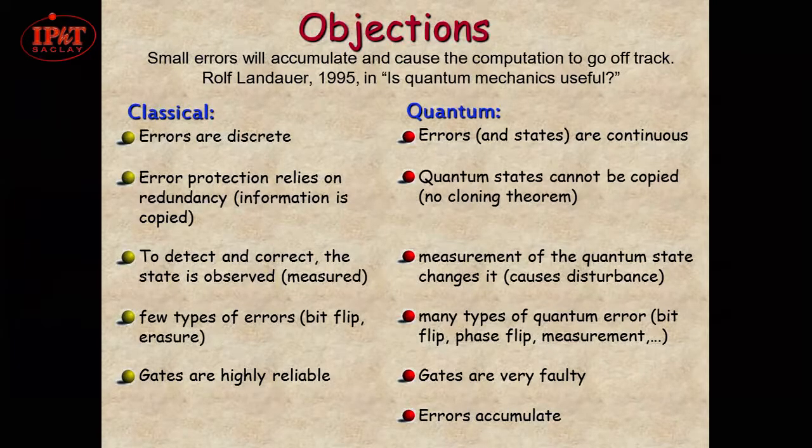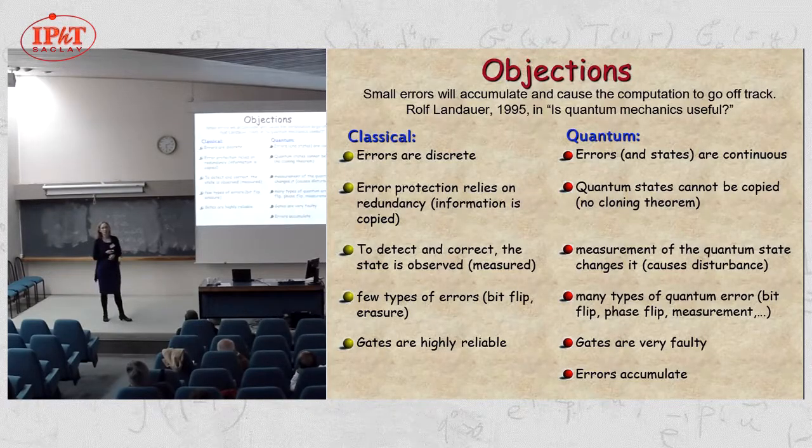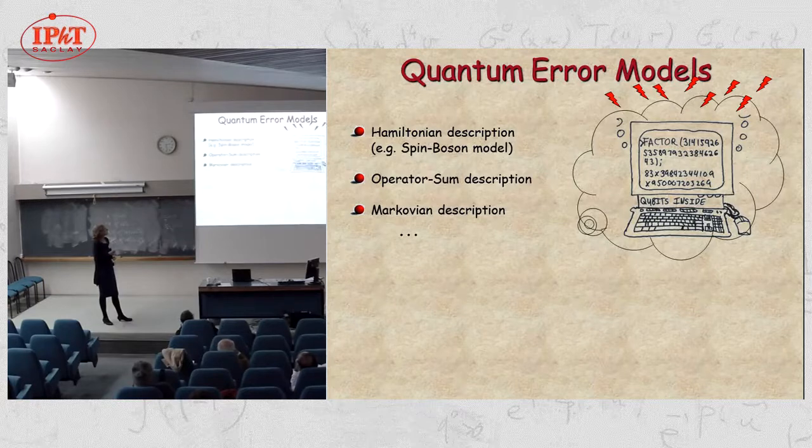Lastly, classical computers don't actually face this fault-tolerant problem so much because gates are extremely reliable. In a quantum computer, gates are extremely noisy, and it's very hard to manipulate the information the way we want it. And then errors accumulate. Once you have gates that are faulty, you'll introduce more and more errors. How do we deal with all this? So let's first look at the quantum errors.